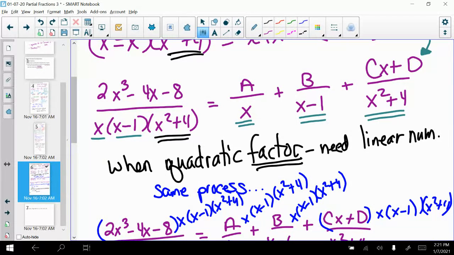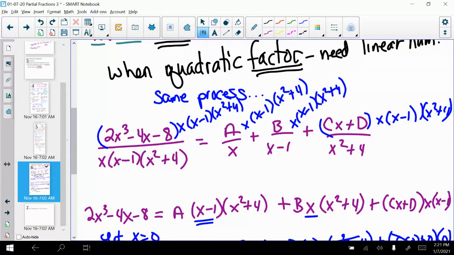Same process, so we multiplied both sides by our denominator. I'll let you guys work through this. Hopefully I didn't make any sign errors. Be very careful with your signs so that they don't morph and change, because that will mess you up.